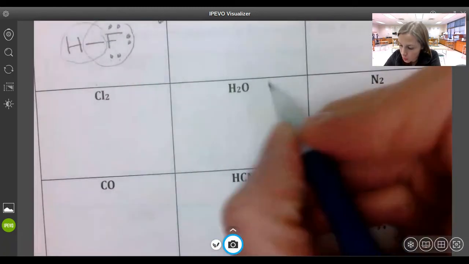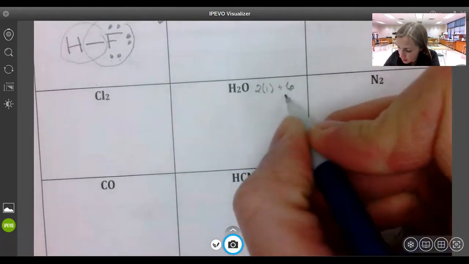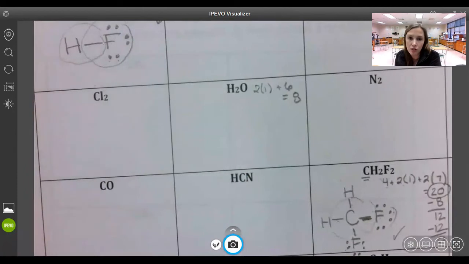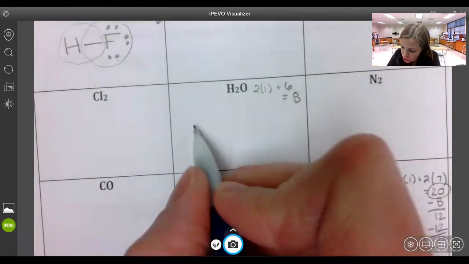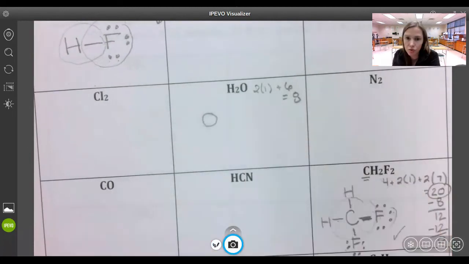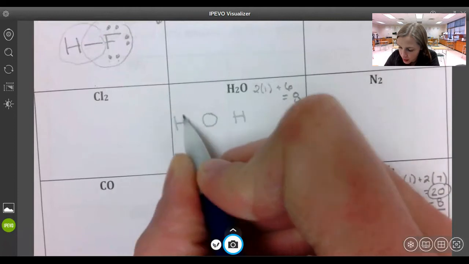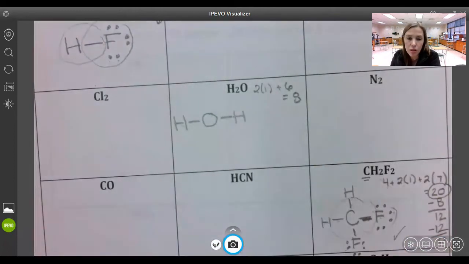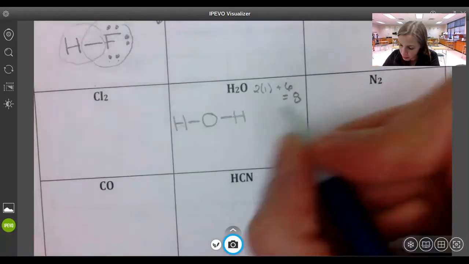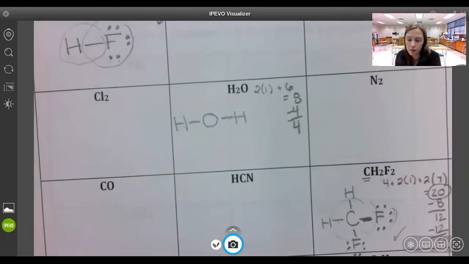Okay, so if we look at water, hydrogens, they each have 1, plus my 6 from oxygen, so that gives me 8 valence electrons to work with. Hydrogen is never going to be central atom, so that means oxygen is. And I'm going to first draw this how most students are going to start with it, and we'll talk about it in just a second. And then I'm going to have the hydrogens on the outside. I'm going to draw my single bonds between the hydrogens and the oxygen in the center. That was 2, 4 electrons, so I have 4 electrons left.